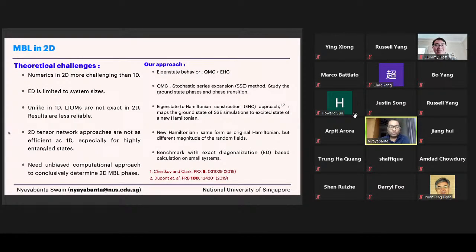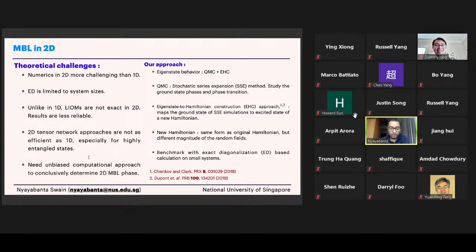Now, since we talk about 2D, what are some of the theoretical challenges? If we look at exact diagonalization calculations, we know they are limited to small system sizes, and working in 2D will be very challenging. There have also been other calculations studying the behavior of local integrals of motion, and studying eigenstate behaviors using tensor network approaches. However, even though these studies are important in the absence of any detailed theory, they have their own limitations.